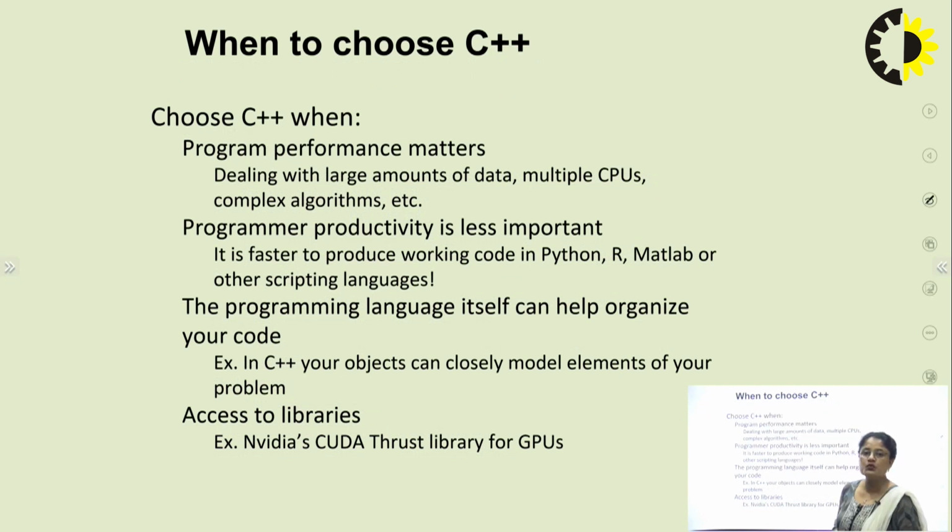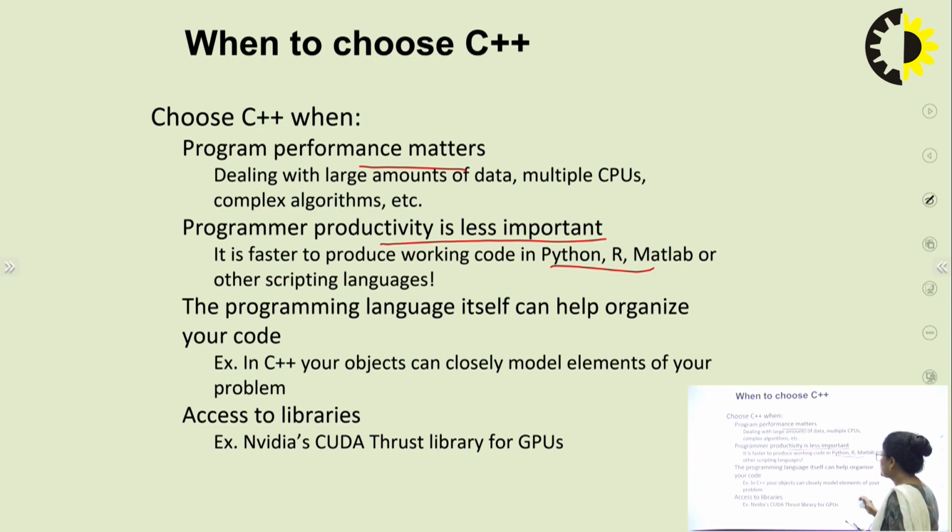Now, when do we choose this programming language? We choose it when performance matters and productivity is less important, because when it comes to computation speed, working in Python, MATLAB or R is much faster compared to C++. But when you're dealing with a large amount of data, multiple CPUs and so on, C++ comes to help.